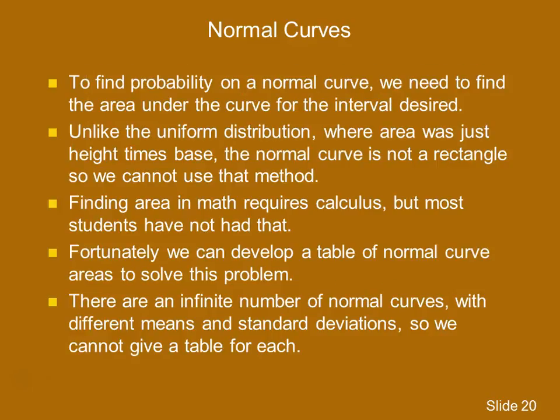Now, as with uniform distributions earlier, we want to find the area under the curve over some desired interval. Unfortunately, we can't do what we did with the uniform distribution, where we were able to just take height times base, because we just had a rectangle. The normal curve is not a rectangle. And as we discussed before, we don't want to require calculus to find the area under the curve, but fortunately we won't have to do that. Fortunately, we'll be able to give you a table that shows you the areas of one particular normal curve, and then you will be able to transfer or translate any other normal curve to that curve and find the area you want.